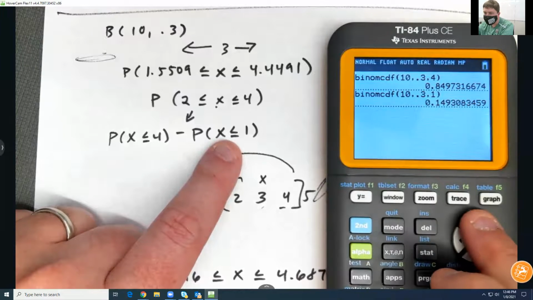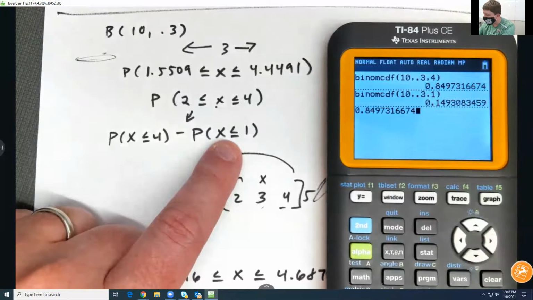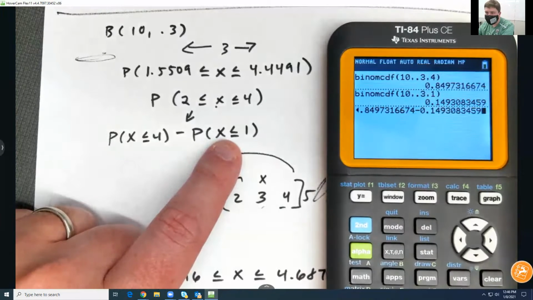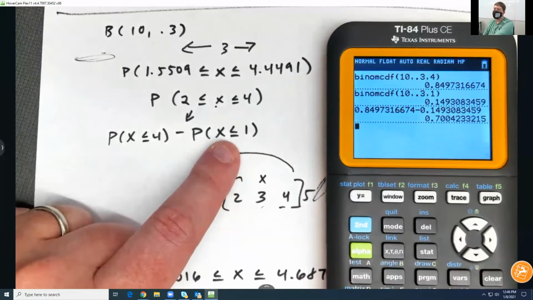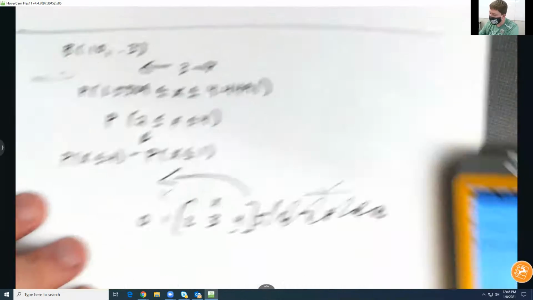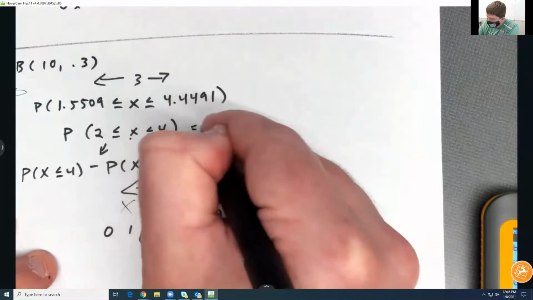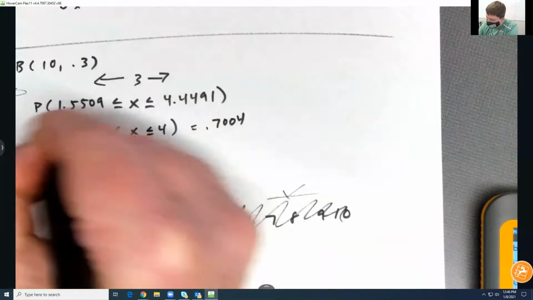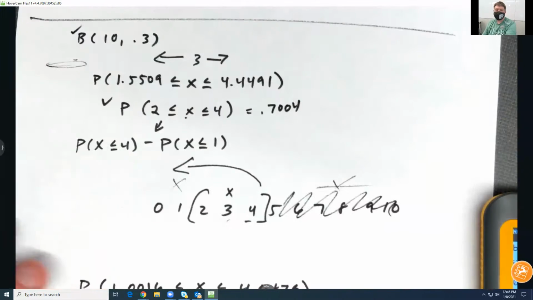Don't forget to subtract them. Don't round anything. Just copy, minus, copy, enter. So there's your final answer, 0.7004. All right, so I got my probability statement, my work, and my answer, and I'm all good to go. The rest of it is just there if you want to write it down or not. Now you know how to do all these things. Questions for me?